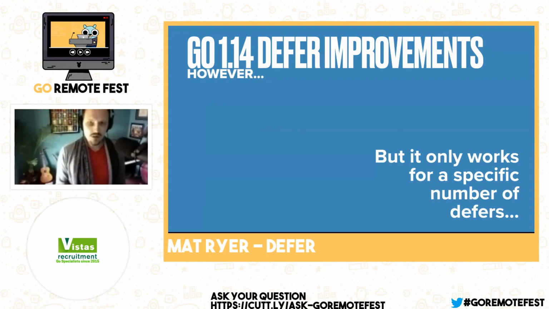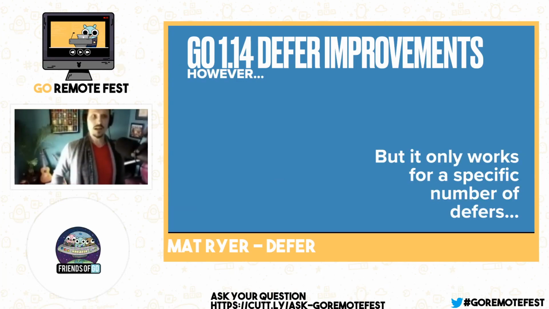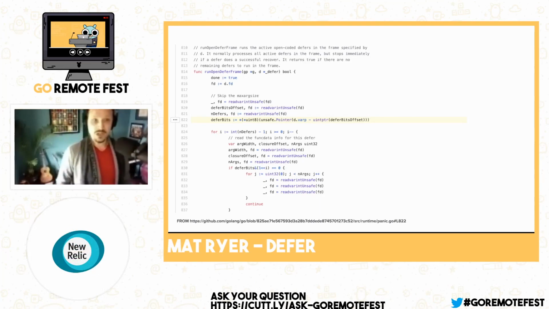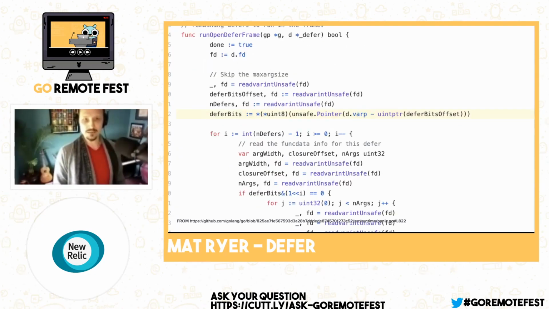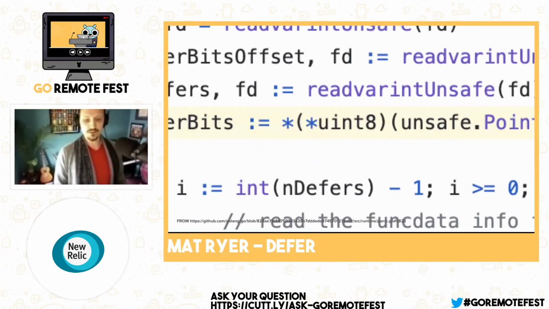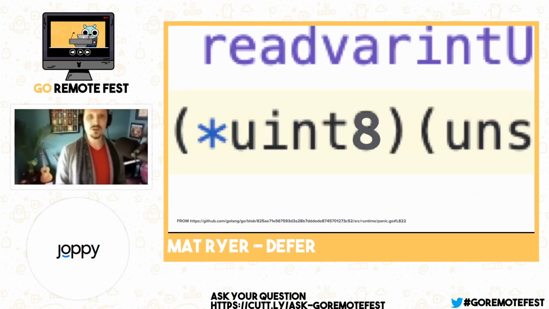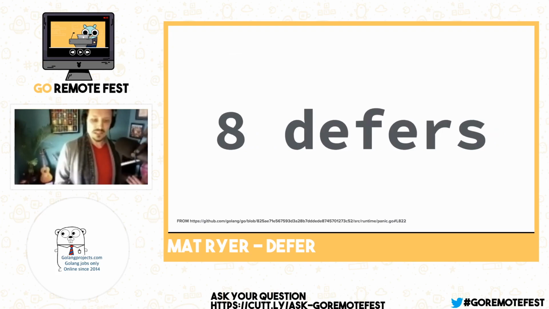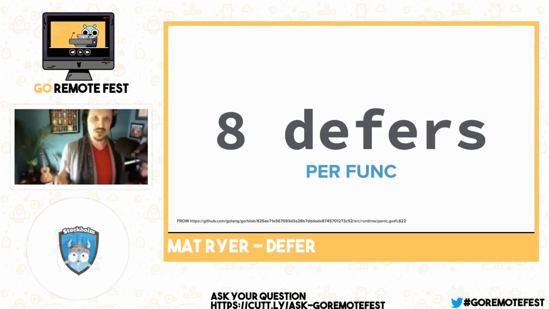However, it only works for a specific number of defers. And I think it's easy to see how many that is by looking at this very easy to read code. Well, the clue, if we zoom a little, is in this type here. That's right. It's a uint8, which is an unsigned integer 8. And it's the bits within that are being flipped around. So that means there's 8 bits, which means there are 8 defers that you can use per function. So if you've got up to 8 defers, with conditions, you'll get to take advantage of this optimization, which is kind of cool.